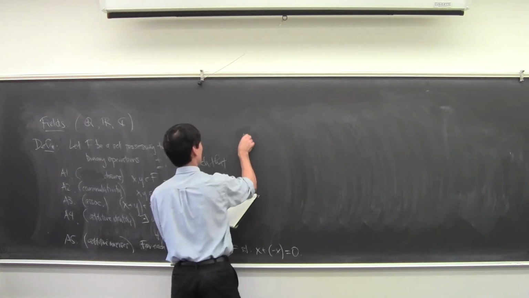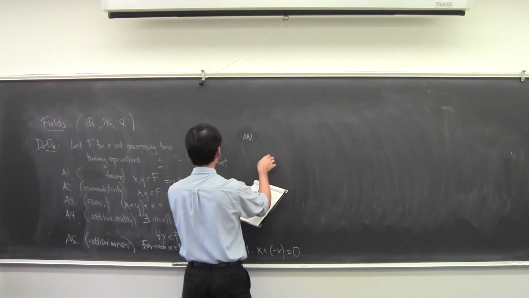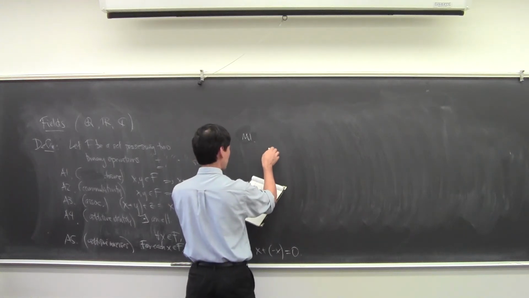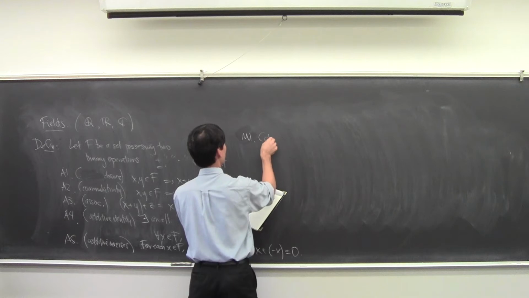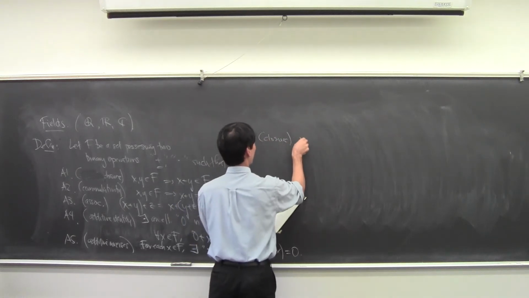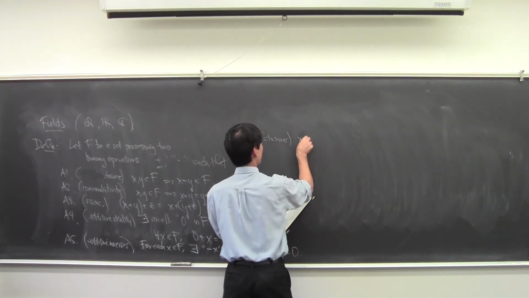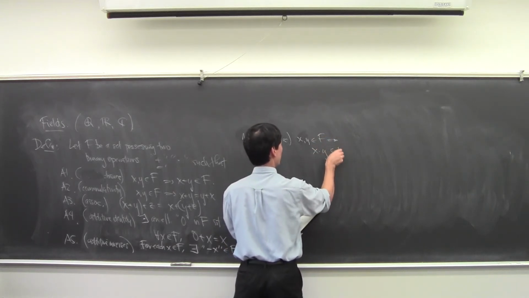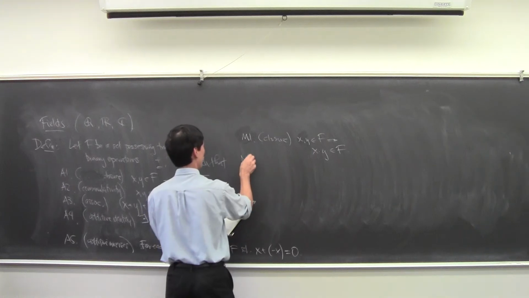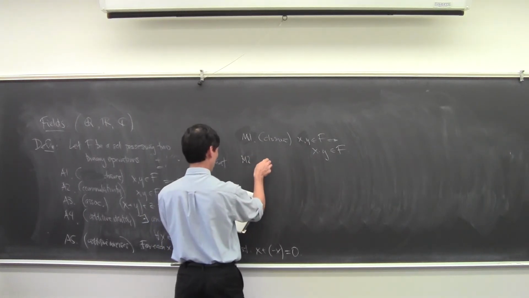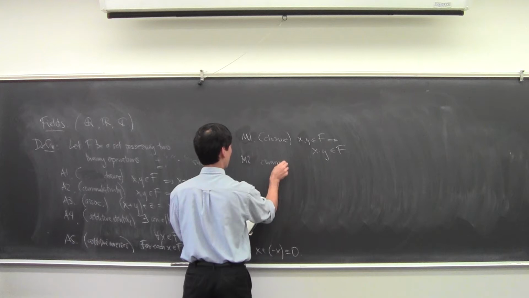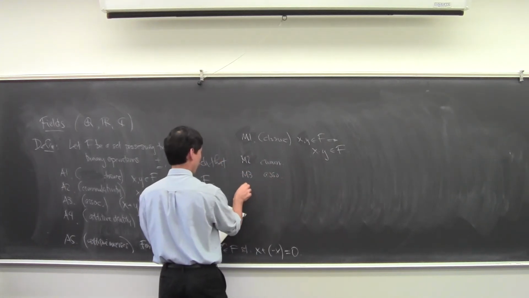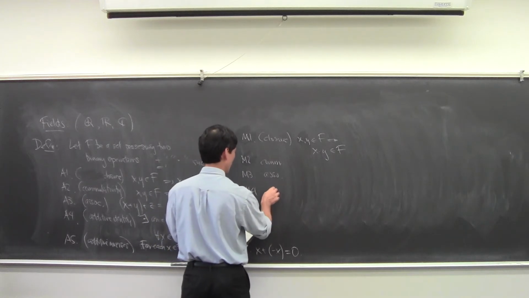And then there's a bunch of analogous axioms for multiplication. So closure for multiplication: whenever you have two elements in your field, then x times y is also going to be in your field. And 2, commutativity. And 3, associativity. And 4, existence of a multiplicative identity.